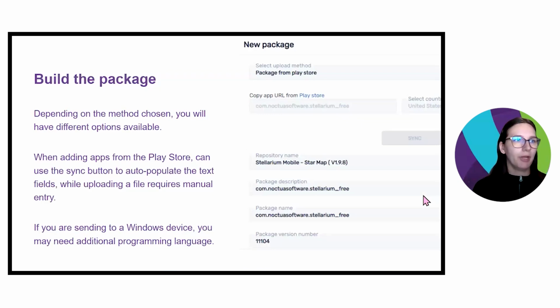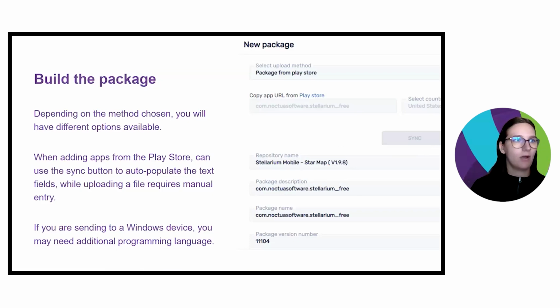So here we are building the package. You'll see for this example, I have selected from the Play Store. All you need to do is copy the URL from the Play Store for that app, and selecting sync will just populate all of this information, so you don't have to type all of this in. If you're sending to a Windows device, just keep in mind that you may need some additional programming language.